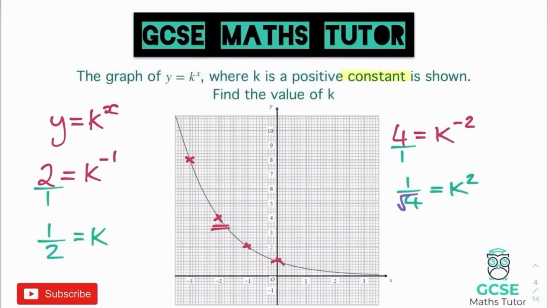So we would have to do the square root of both numbers there, and we would get 1 over 2, which is equal to k. And there we go, we found that value of k. K is equal to a half. So this is really just highlighting a different technique that we might have to use with some of these harder questions, where we might just have to pull a coordinate off the graph and sub it into that equation.